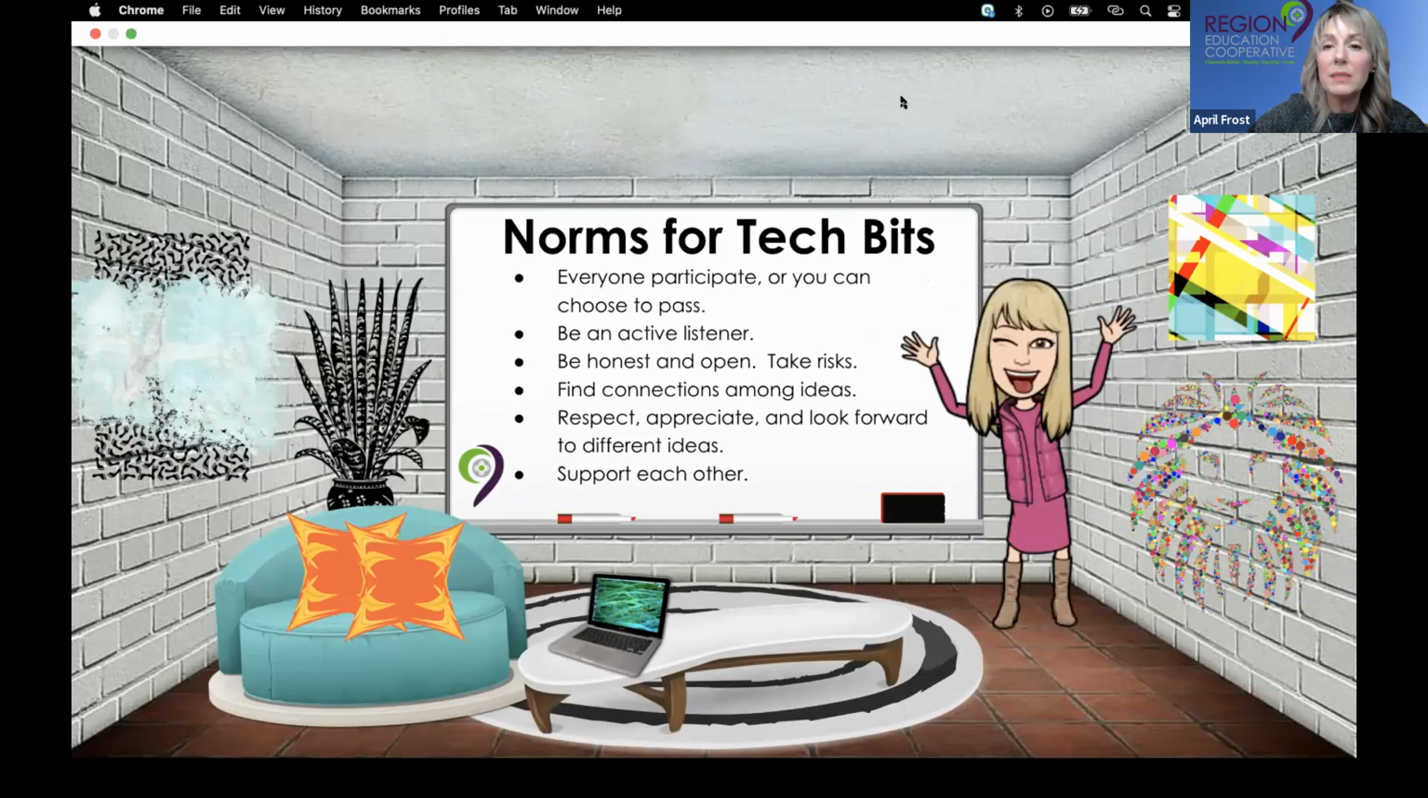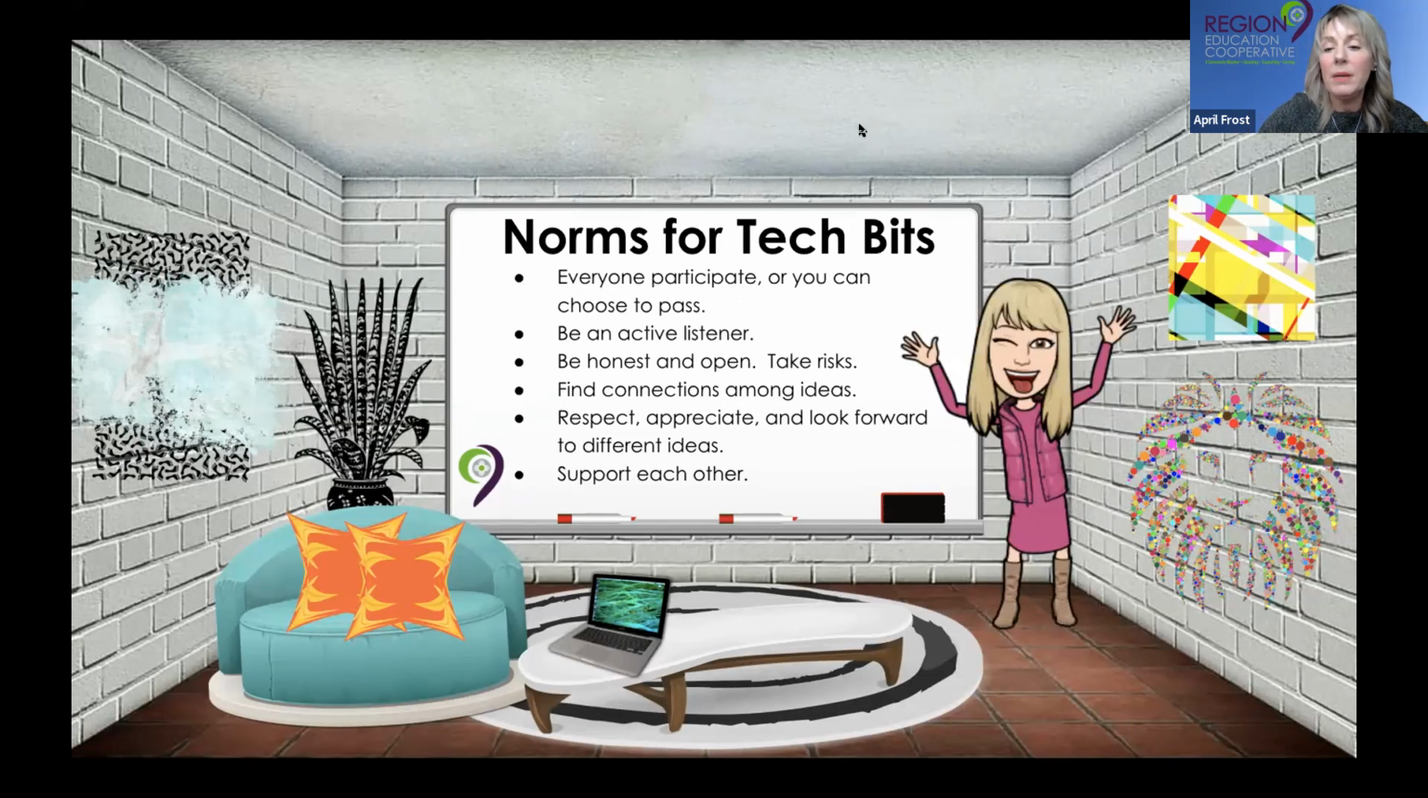Tech Bits norms. We want everybody to participate, of course, but you can always choose to pass. So if I'm putting pressure on you, just tell me to back off. Be an active listener, open and honest. Don't be afraid to take risks. This is a small group, so we can come together, and if there's a question or something you're working on at the moment and you need to troubleshoot it with a group, this is a great time to do that.